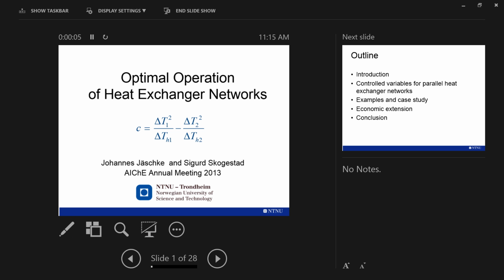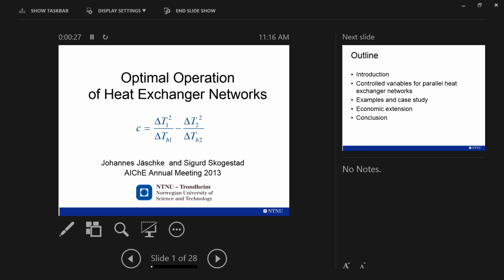I'm a postdoc with Sigurd Skogestad, and since this is the last talk in this session and a lot of you are tired like I am, I put the essence of my talk on this slide. So you see it right away. If you remember this, I'm happy. So take a close look at the equation before I continue, for those who want to listen to some more.